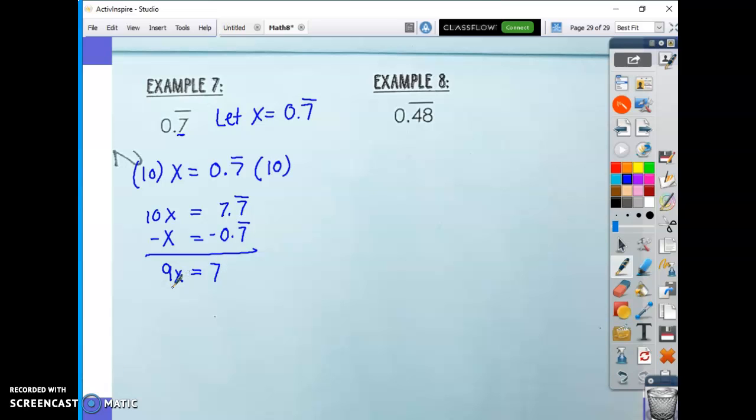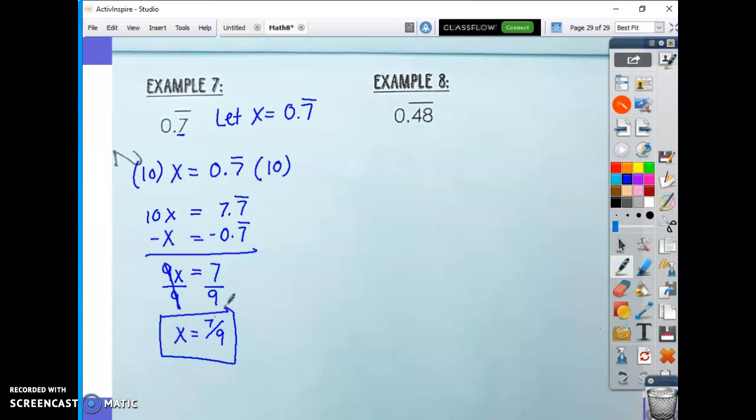Now, in order to get our x by itself, we're going to divide both sides by 9, because when you have a number next to a variable, it's being multiplied. So 9 over 9 gives us a 1x, or x is equal to 7 over 9. And that is how you turn your repeating decimals into a fraction. It's trickier, but it gets the job done.